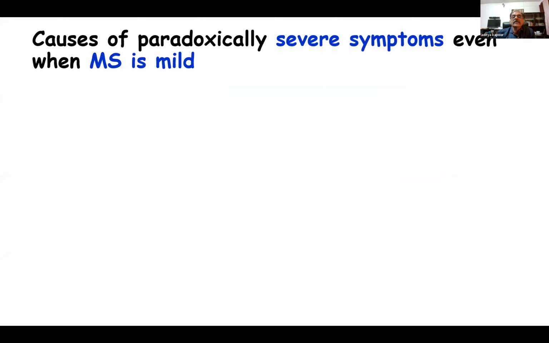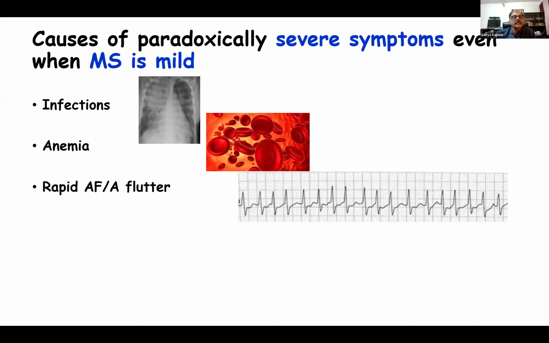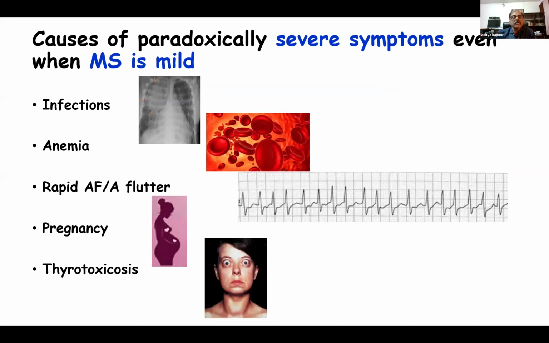So paradoxically, severe symptoms, even when the MS is theoretically mild, can happen in infections, anemia, rapid arrhythmias, any decompensation, pregnancy, thyrotoxicosis. So just to give you that. And before we go actually to this, as madam also said, and Dr. Rupali is also aware, you should also be aware of some very, very important historical articles for mitral stenosis and aortic stenosis. I'll try to put them up as well.